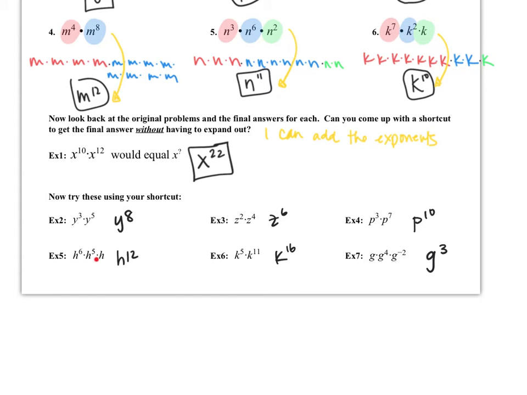So in each of these cases, I have the same base within the problem, and it's all multiplying, so I'm allowed to add my exponents. 3 plus 5 is 8 for y to the 8th. 6 plus 5 is 11, plus 1 is 12 for h to the 12th. 2 plus 4 is 6 for z to the 6th. 5 plus 11 is 16 for k to the 16th. 3 plus 7 is 10 for p to the 10th. This one's a little tricky. G to the 1st plus 4 would be g to the 5th. 5 plus negative 2 would be g to the 3rd. Later on, we're going to investigate the implications of negative exponents, but for right now, since it's multiplying, we can just add.